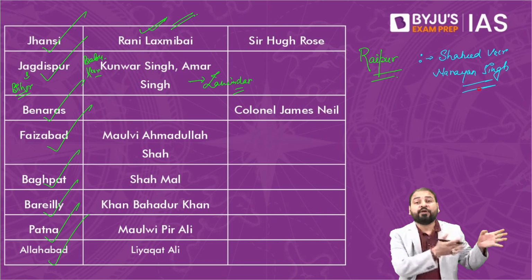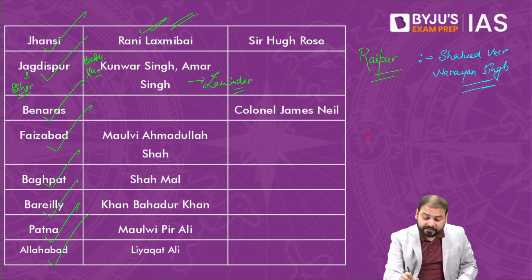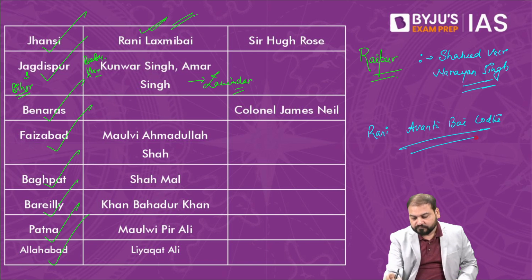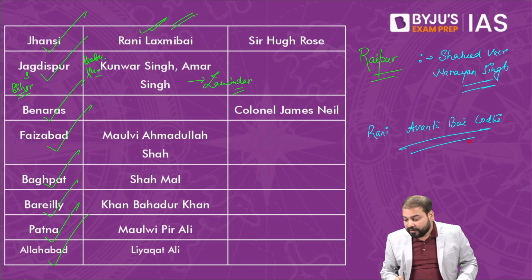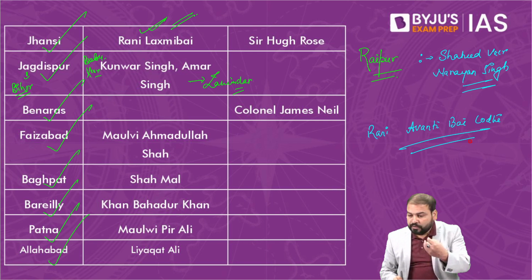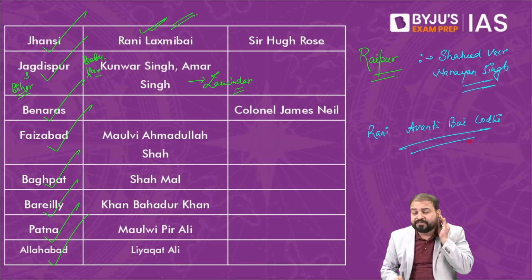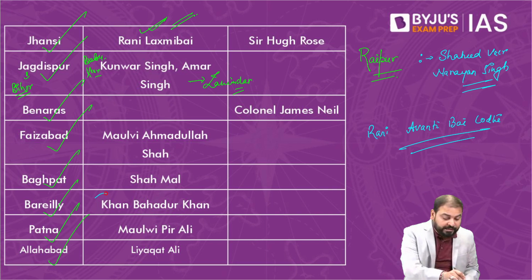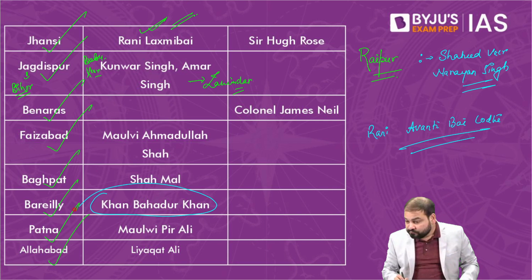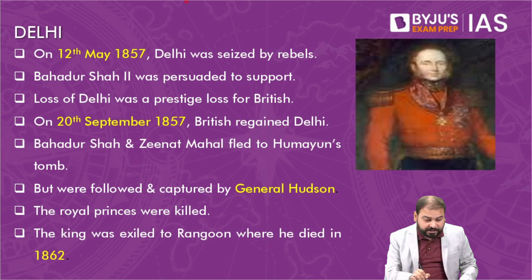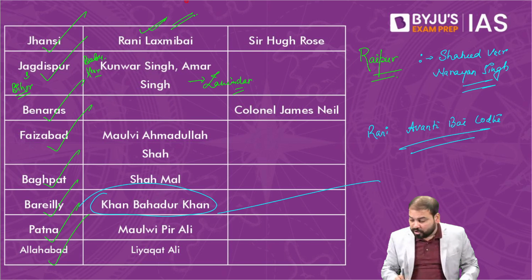Similarly, if you see your NCERT class 8, there is the name of Rani Avanti Bai Lodi. Everyone, whichever area you are from, please see, for example, Bareilly, Khan Bahadur Khan. Your NCERT also mentioned the name. Everyone, am I clear? All of you.